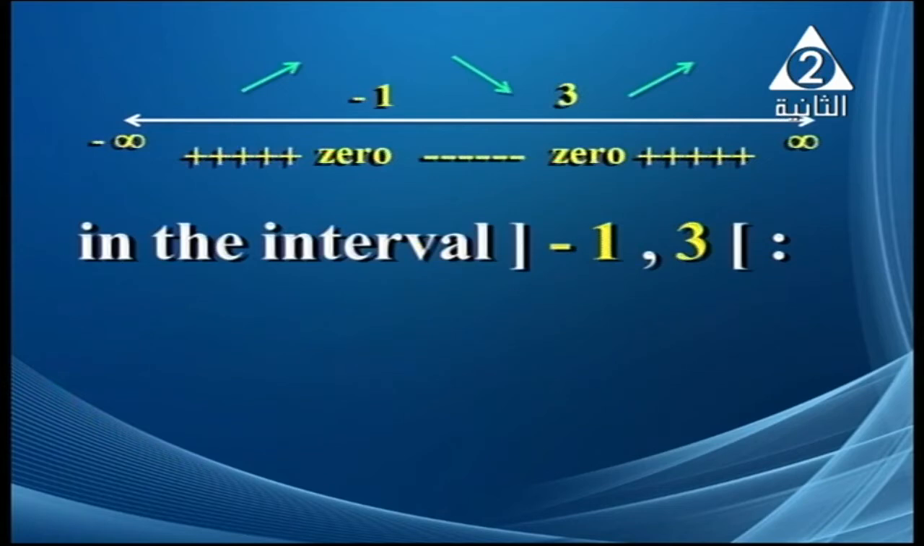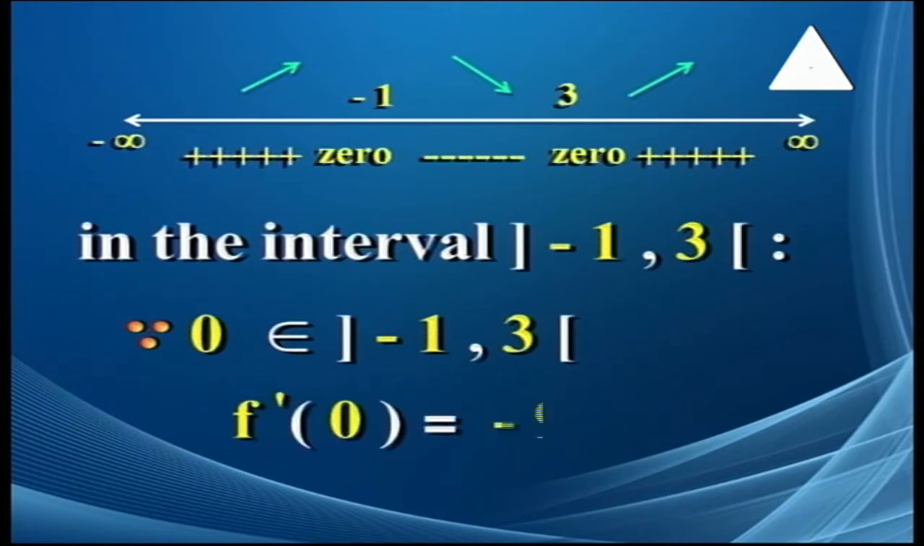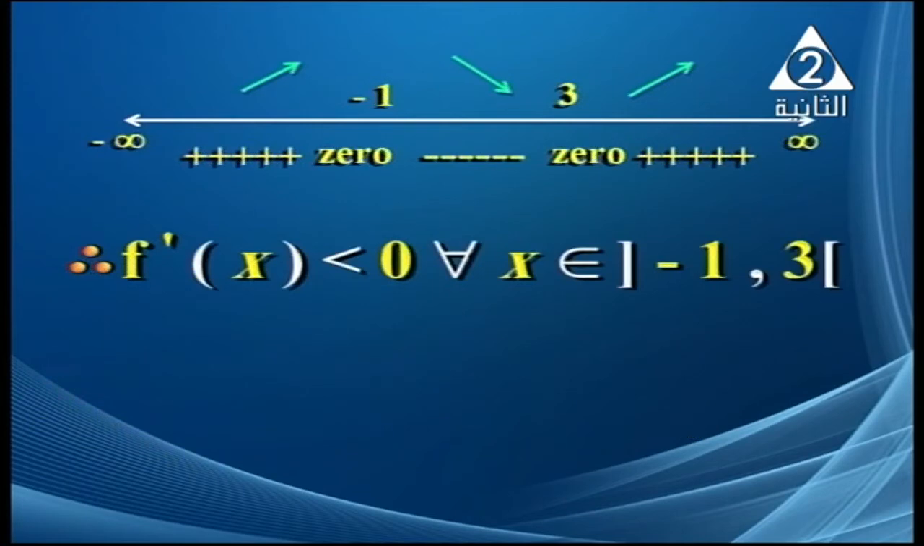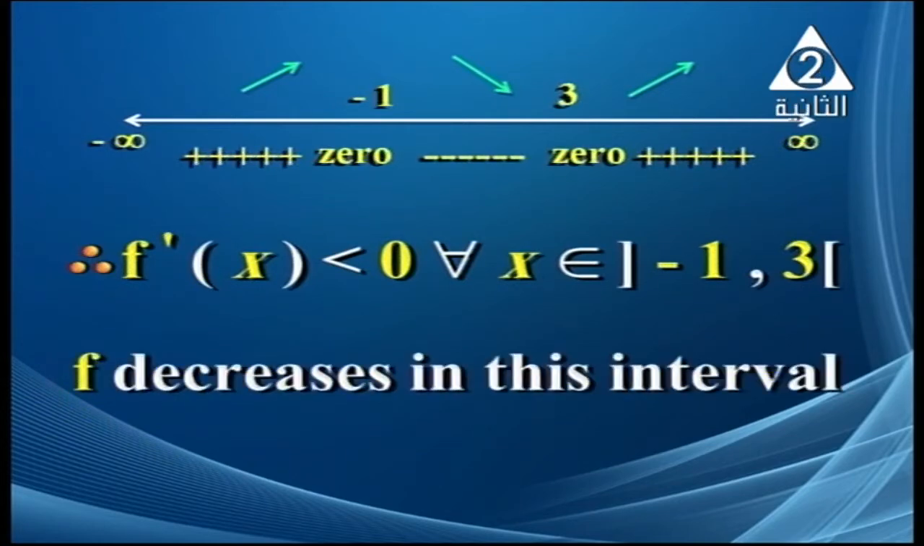We choose the number between -1 and 3 as 0. 0 belongs to (-1, 3). We find f'(0). Then f'(0), by substitution x = 0, the answer is -9. What about -9? Smaller than 0. Then this function is decreasing in (-1, 3). f'(x) < 0 for all x belonging to the open interval (-1, 3). Function f decreases in this interval.